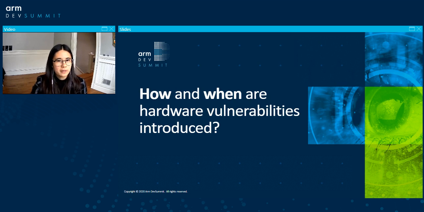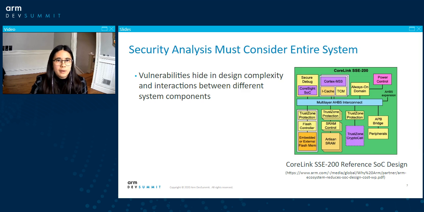So how and when are hardware vulnerabilities introduced? I would like to emphasize that security analysis must consider the entire system because vulnerabilities can hide in the design complexity and interactions between different system components. The block diagram on the right is there to show the number of components involved in a typical SoC, the connectiveness of these components, and also the heterogeneity that exists in a system. And this leads to an enormous amount of complexity.